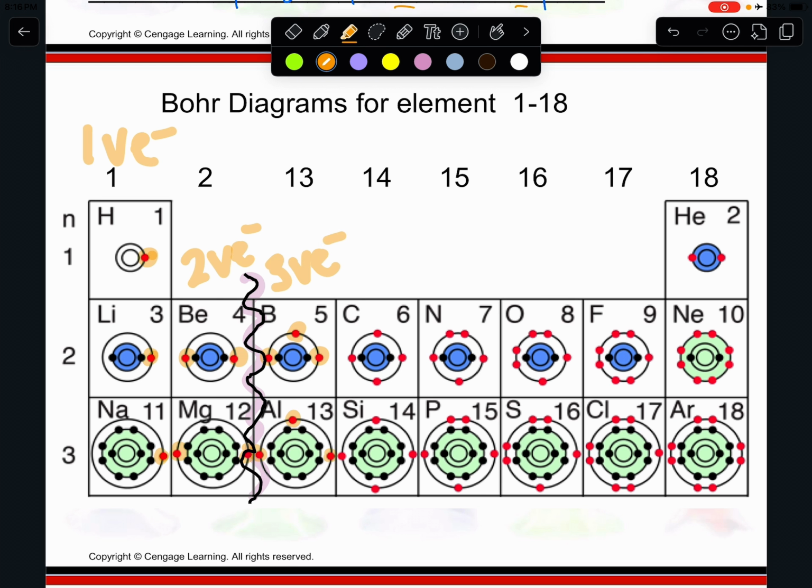Okay, so 3 valence electrons. Group 14: 1, 2, 3, 4, 4 valence electrons. Group 15, hopefully you're starting to see the pattern here, okay? So we can utilize our periodic table, going down the groups, to figure out the valence electrons.